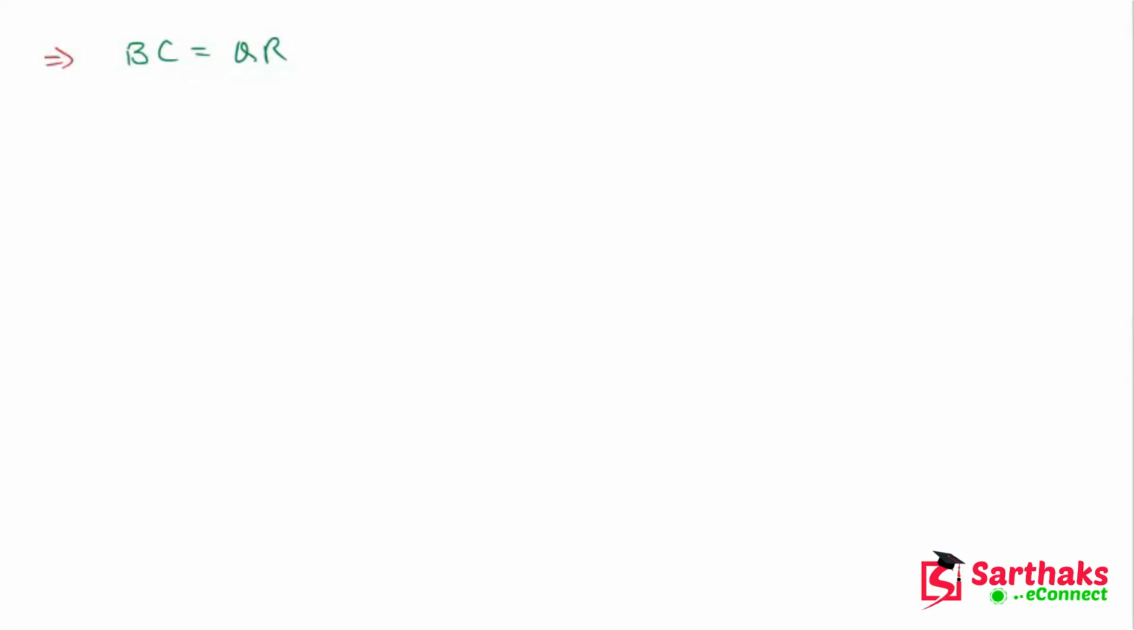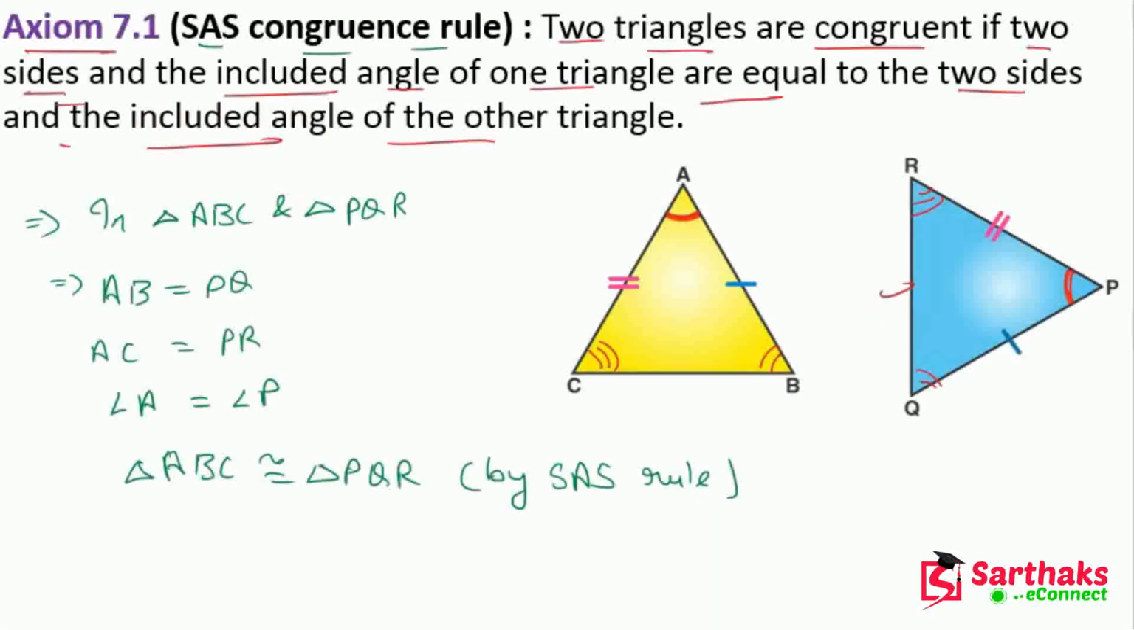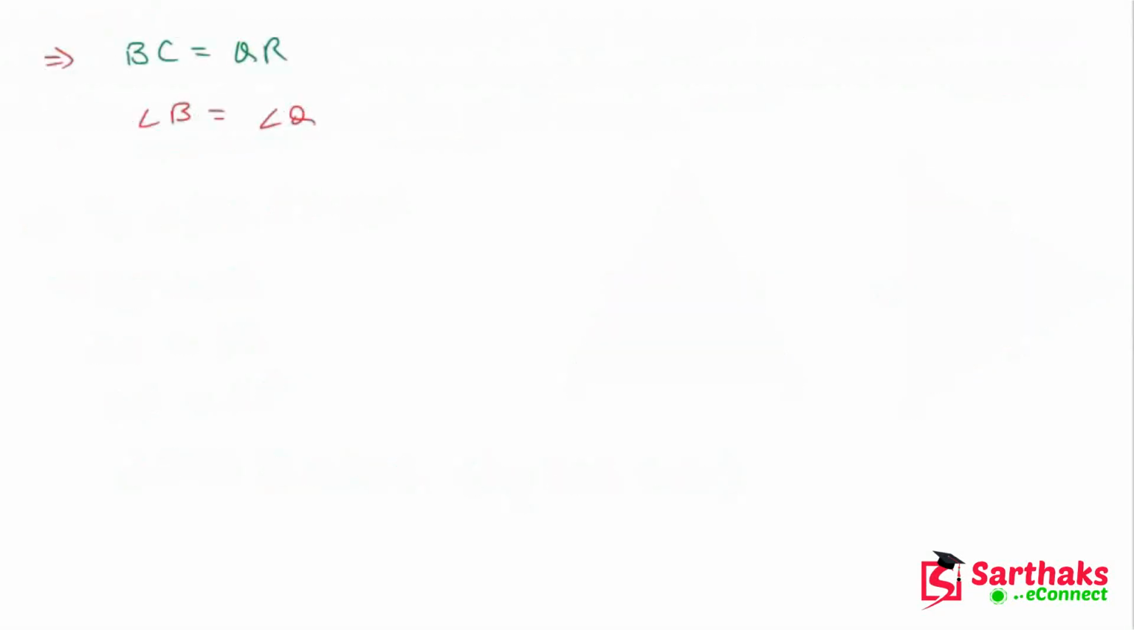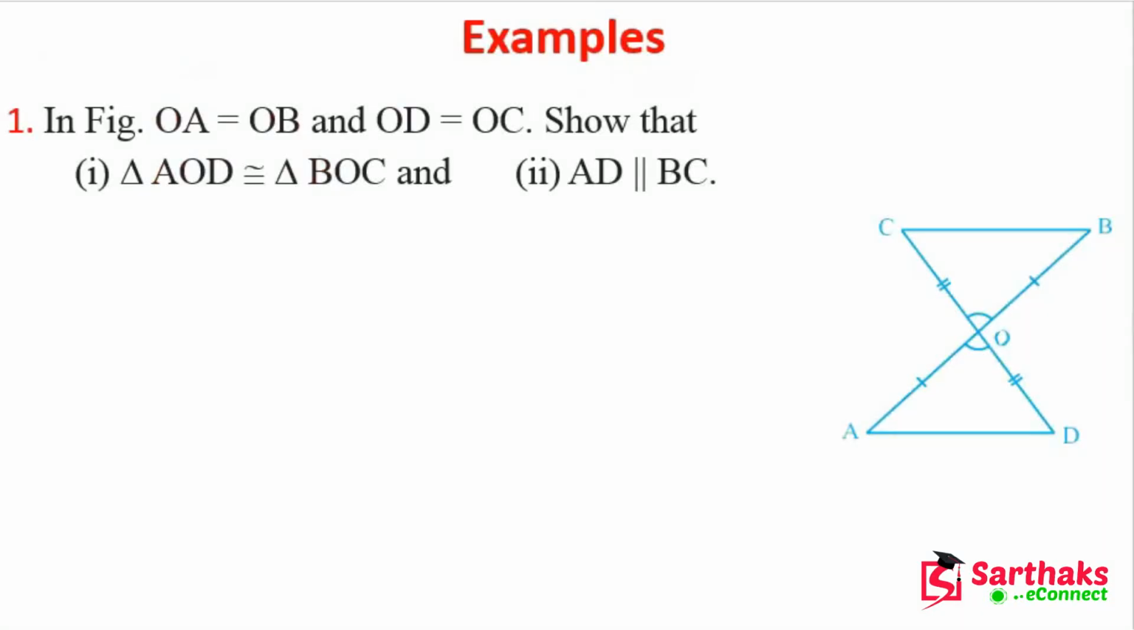So we can write angle B is equal to angle Q, and angle C is equal to angle R. They are the corresponding parts of the congruent triangles, so we write by CPCT, corresponding parts of congruent triangles. So this is the use of CPCT. I hope you get this point, my dear friend. Now let's solve some problems.